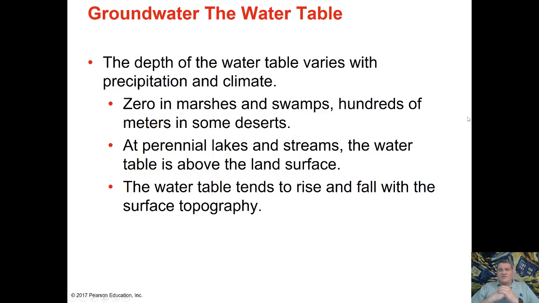At perennial lakes and streams, the ground actually dips below the water table, so the lake is almost defining the water table. And generally, the water table does rise and fall with the surface topography. So if we get a hill, then the water table along the hill is usually higher, and so on.